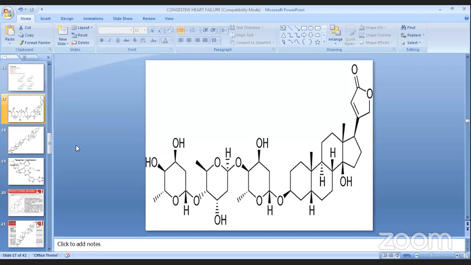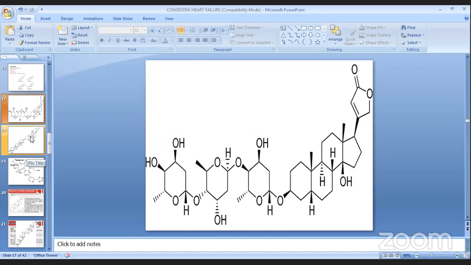So if I ask you what is the difference between digoxin and digitoxin, you can write the same structure. One sugar part is there, three molecules of sugar attached at the 3 position, and in the 12th position one extra OH is there in case of digoxin. Now, these are the structures of your compounds.